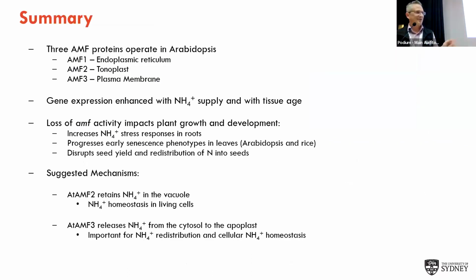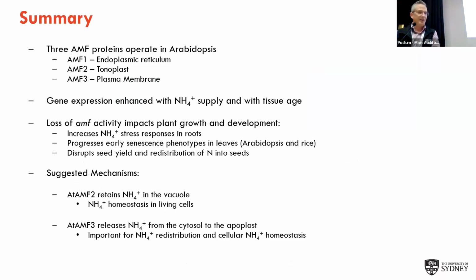So to summarize, I'm thinking on time, these are 3 proteins that operate in Arabidopsis. AMF1 is endoplasmic reticulum localized, AMF2 is tonoplast, and AMF3 is plasma membrane. I don't have time to present other data, but we have comparative work in rice as well as in maize, showing very similar phenotypes. These are expressed in response to ammonium, and they also respond to tissue age.